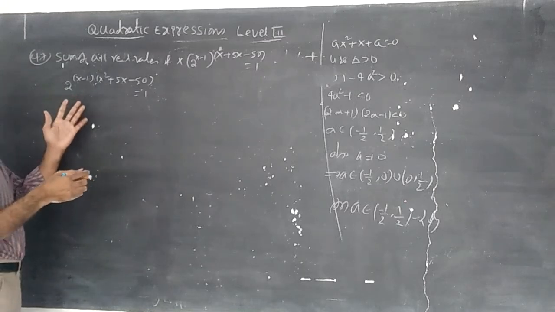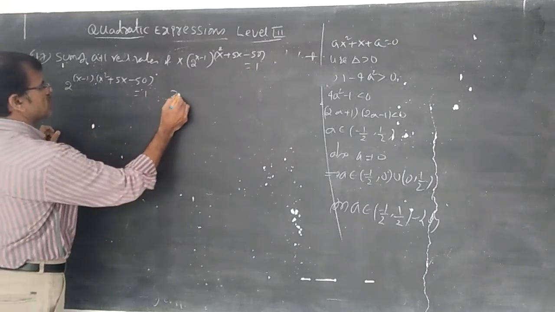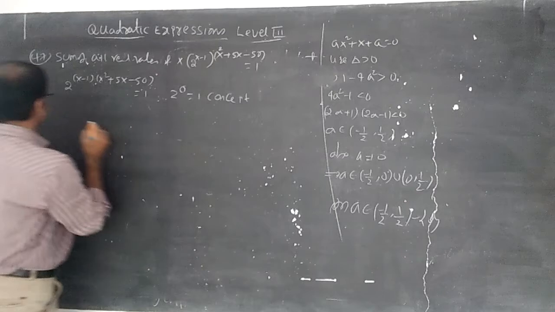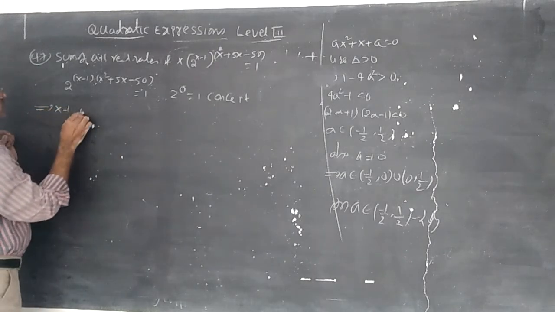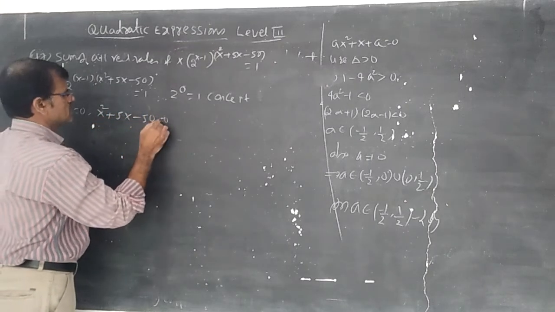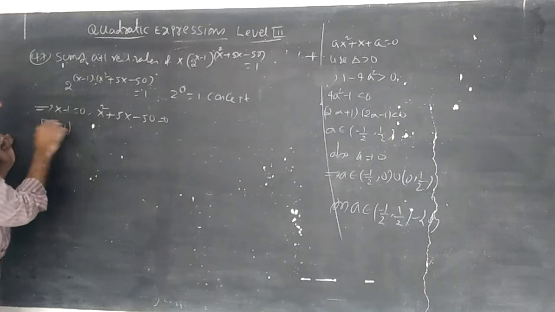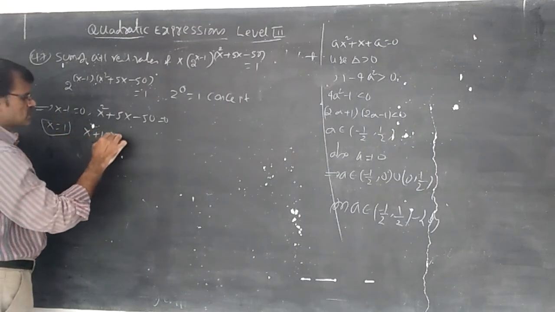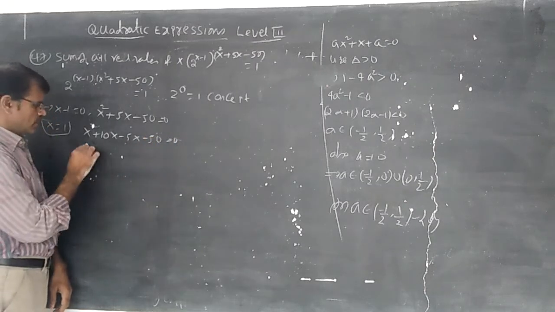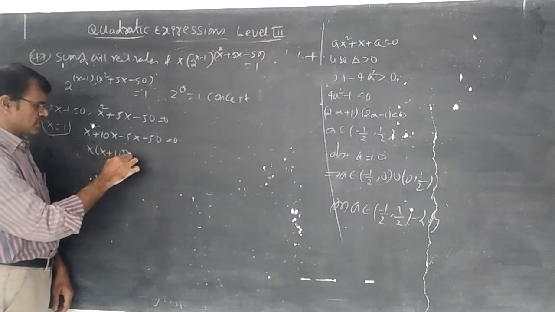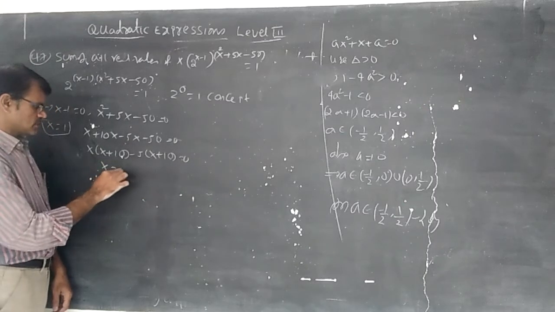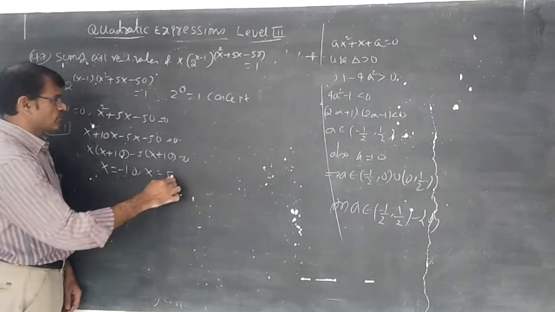Here the concept that anything power 0 equals 1 is not needed. The 2 power of 0 equal to 1 concept is enough. That implies x minus 1 equal to 0, comma, x square plus 5x minus 50 equal to 0. Exactly here x is equal to 1. Here x square plus 10x minus 5x minus 50 equal to 0. Taking x common, x plus 10, and minus 5 common, x plus 10 equal to 0. So x is equal to minus 10 comma x is equal to 5.